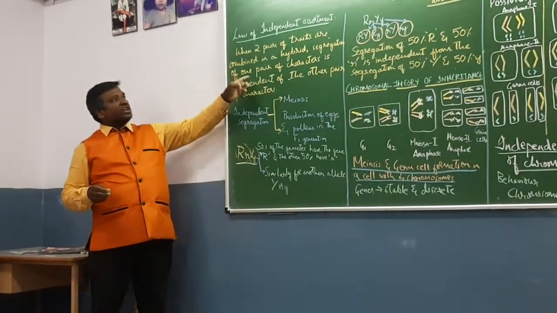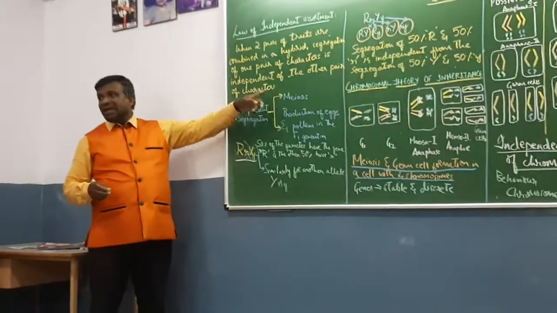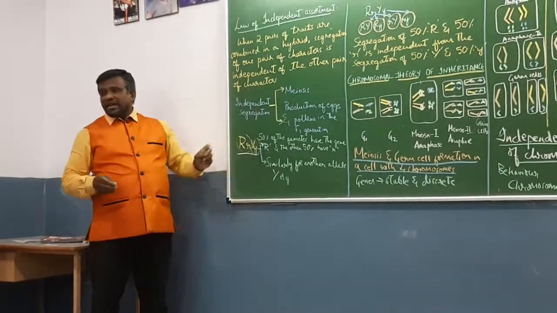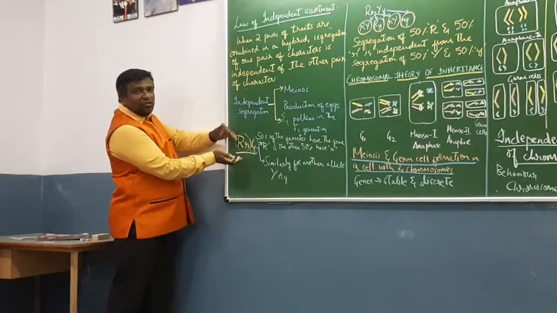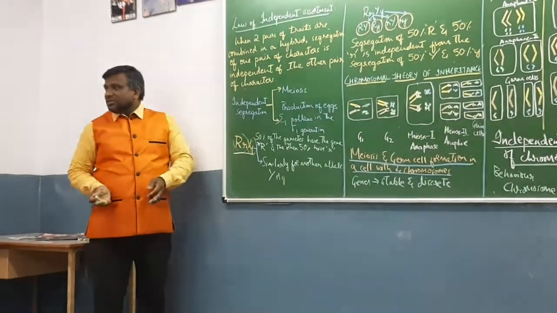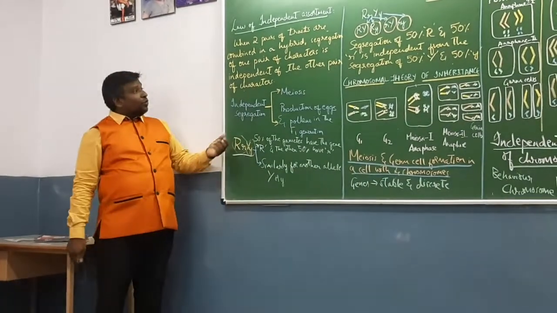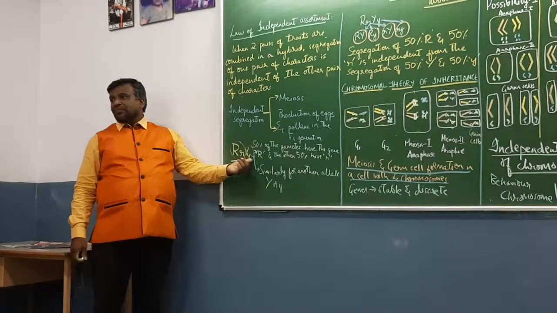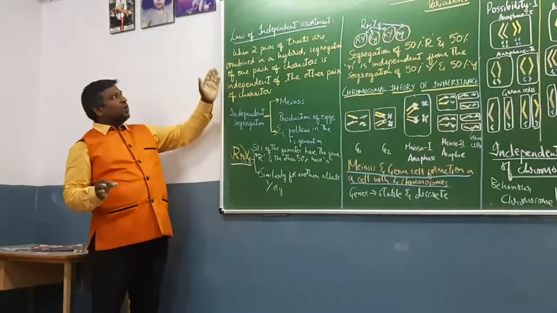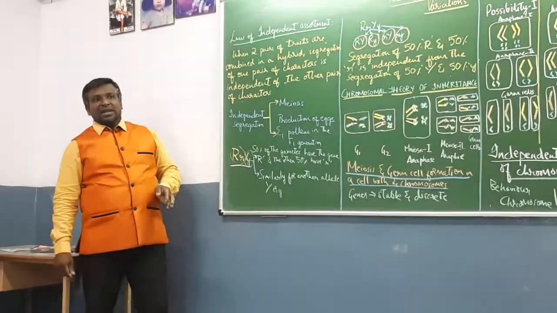So segregation of one pair of characters is independent of the other pair of characters. One pair of character is round, and round is independent of the green color of the seeds. One pair of characters is independent of the other pair, and they cannot influence each other. That is the law of independent assortment.